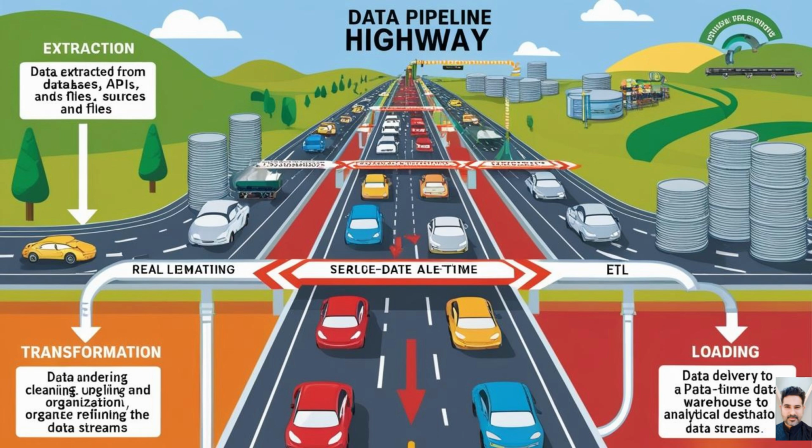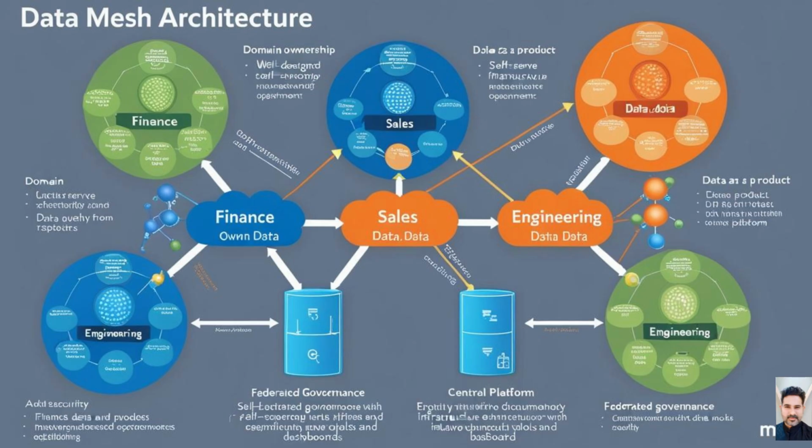Next, we have the data mesh. This is a paradigm shift from centralized data lakes to a decentralized, domain-driven architecture. Instead of one central team managing all data, each business domain owns its data and treats it as a product. In the image, we see different domains like finance, sales, and engineering managing their own data.